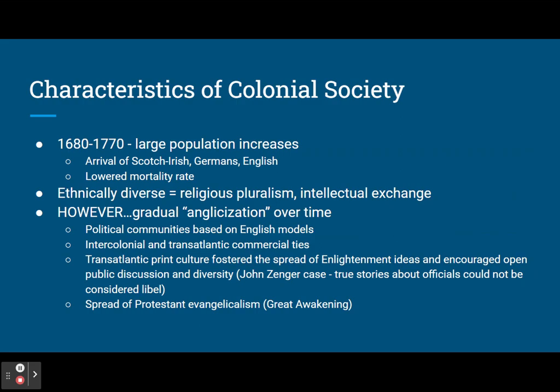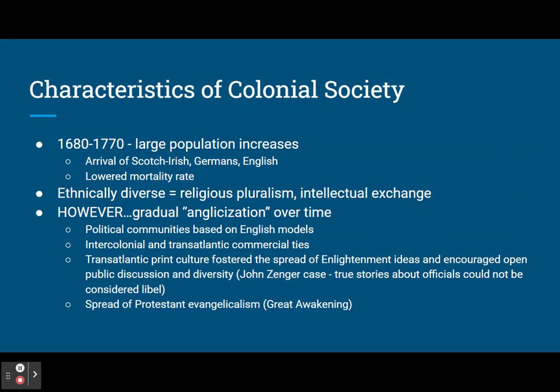Well, increasingly, we're seeing these lowered mortality rates as towns and cities become more established, as there's better access to medical care, support, nutrition. So we are going to see, to a certain extent, a lowered mortality rate. This means our population will increase considerably for these colonial regions. This also means that our areas are increasingly ethnically diverse. They have a number of different European ethnicities, many different religions. So we see some religious pluralism, and we're also seeing increased intellectual exchange.